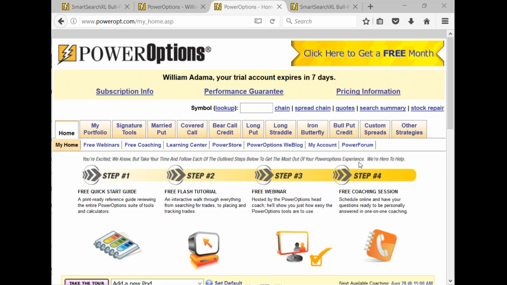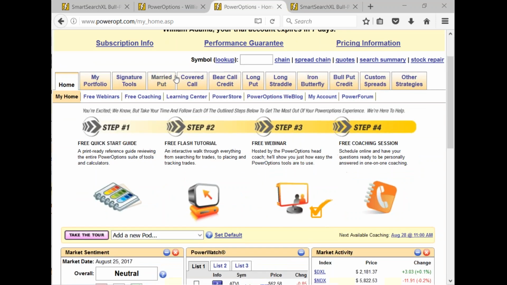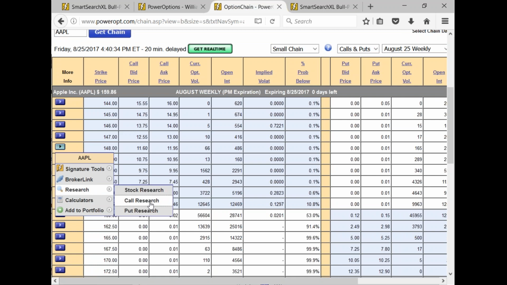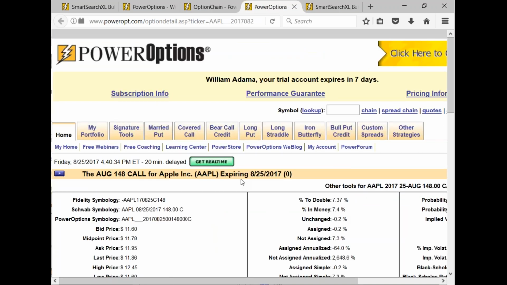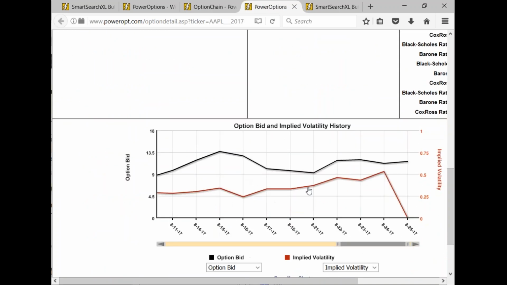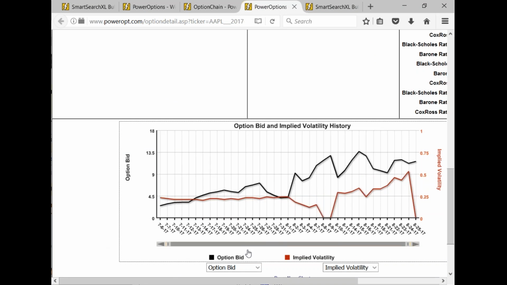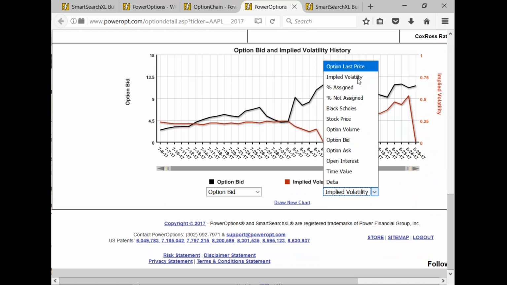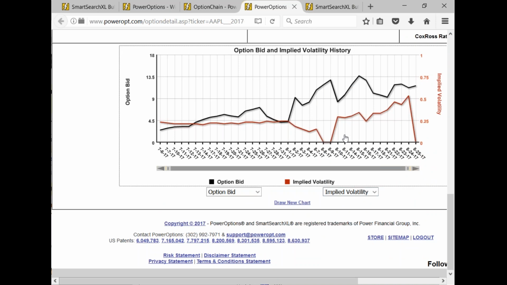All right, so that's the relation. You talk about implied volatility, historical volatility. When you're researching an option, either on the chain, let's say, or from the search, remember you can go to that research tool for the call or the put option from the research link, and you can compare the historical values of the different options. And it's not just implied volatility versus option bid, by the way. You could see a chart over the life of the option for Black-Scholes, option volume, time value, delta compared to option bid, and more on the comparison chart here.